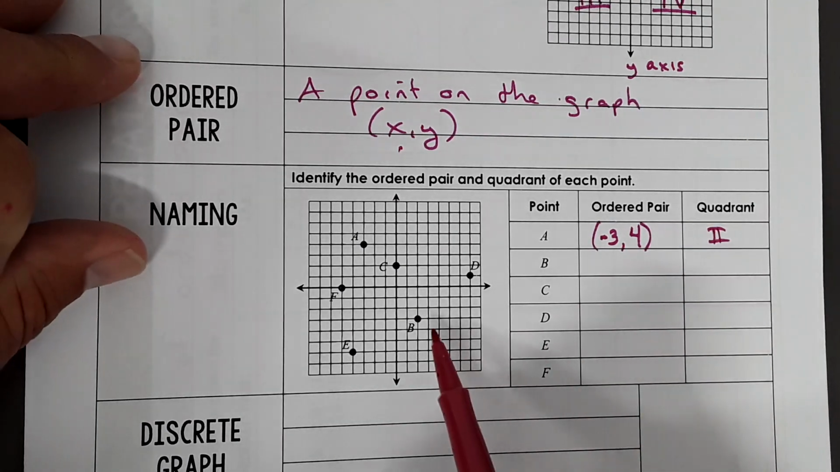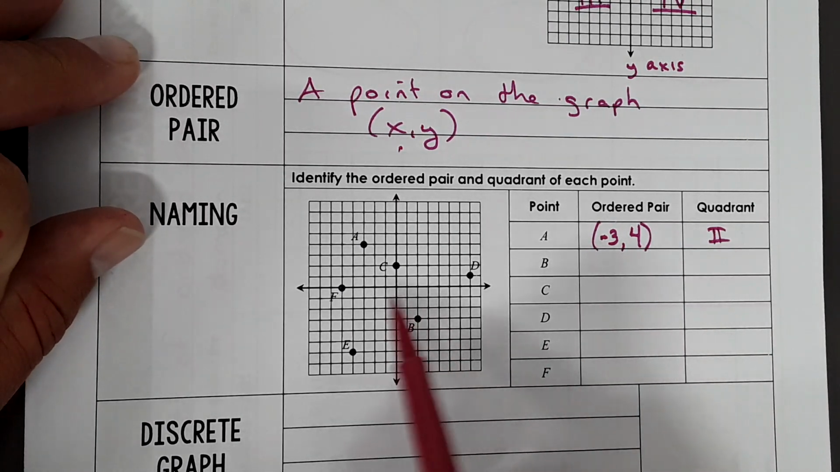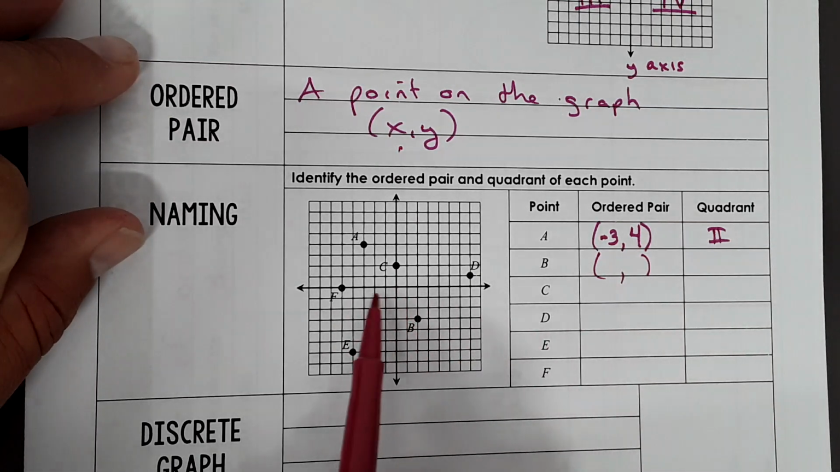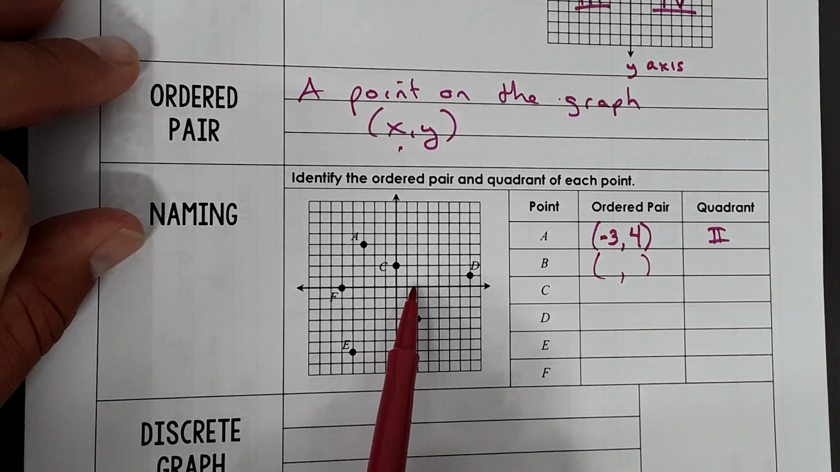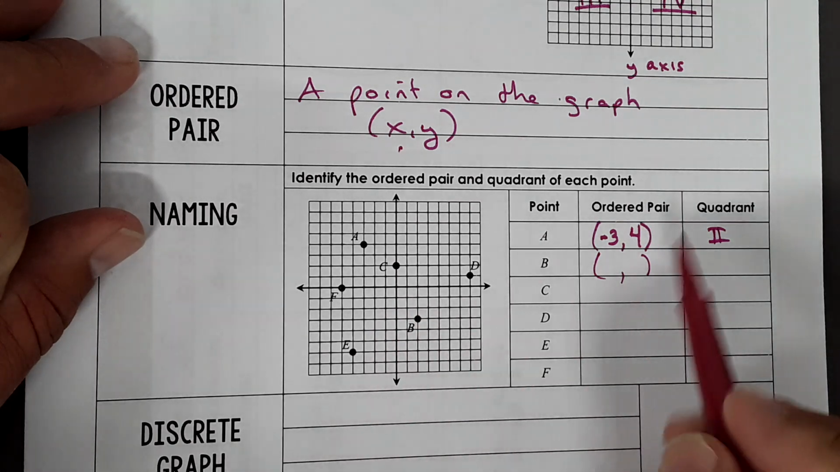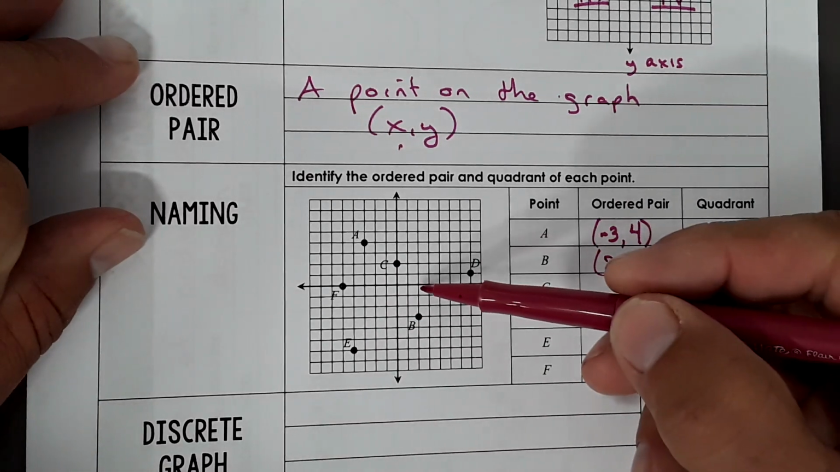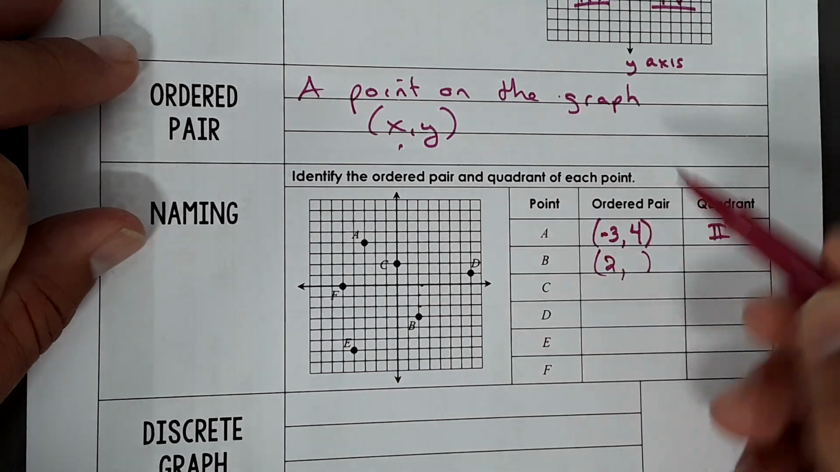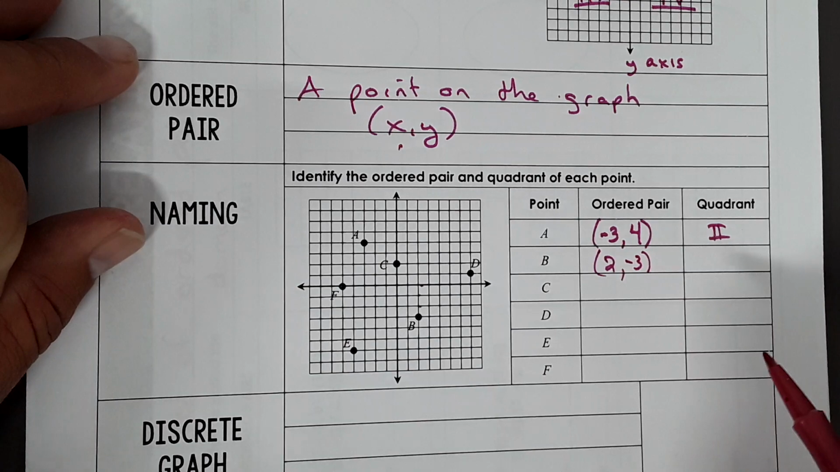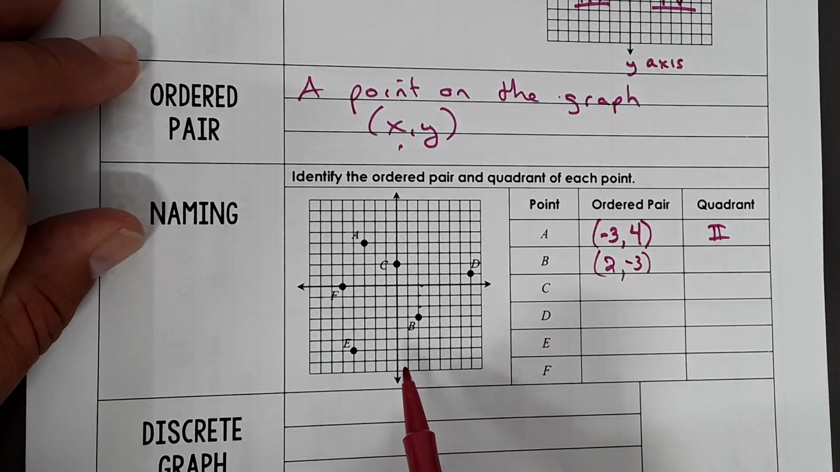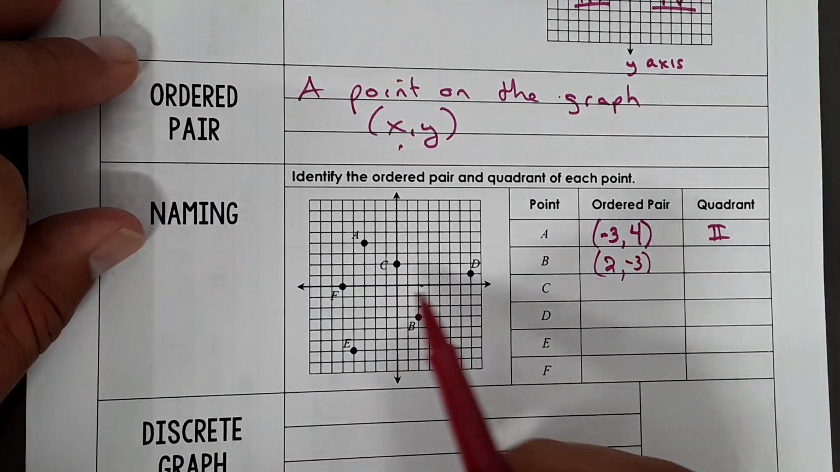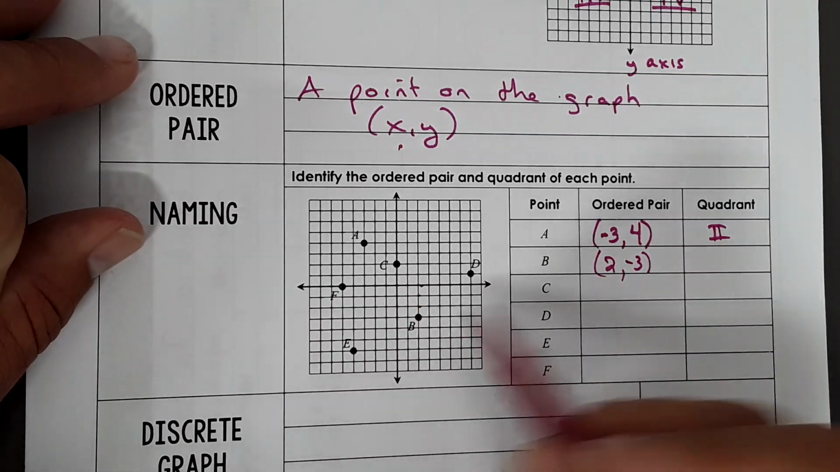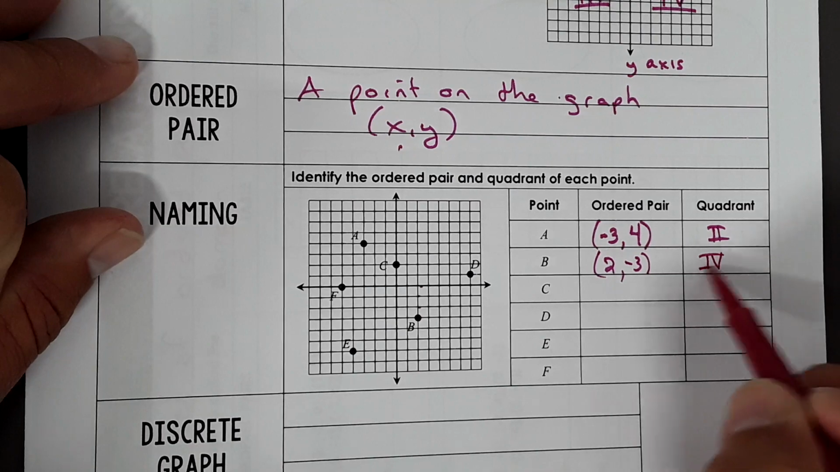If I want to find point B, I'm going to find my x number first, and the x numbers go left and right. So from the origin, 1, 2, and 2 to the right would be positive. So now I'm here, and I'm going to go down 1, 2, 3, and I went 3 down, which makes that number negative. So right is positive and up is positive. Left is negative and down is negative. And this is in quadrant 4.